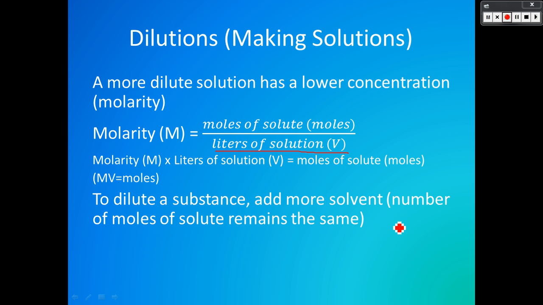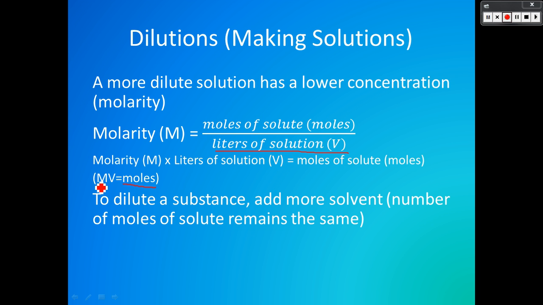So to dilute a substance, you're going to add more solvent, but the number of moles of solute remains the same. So go back to the coffee and sugar example. I add too much sugar, it's too sweet. I'm going to add more coffee to that to dilute the sugar, but I haven't changed the amount of sugar, I've changed the liters of my solution, the volume, meaning the moles here is the same. So if I have a solution where I have diluted it, so I take a starting solution, I then dilute it, the number of moles stays the same.